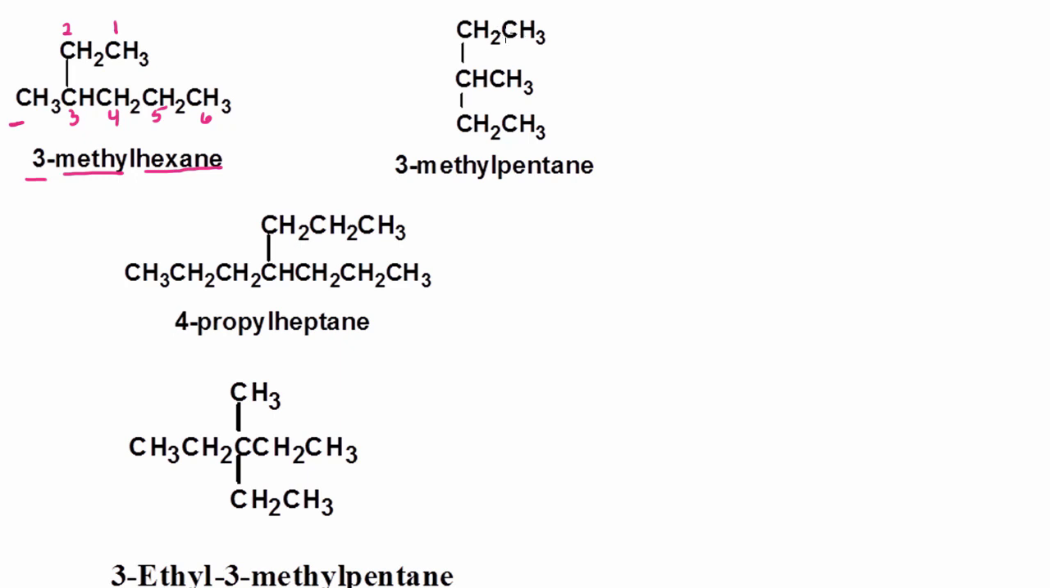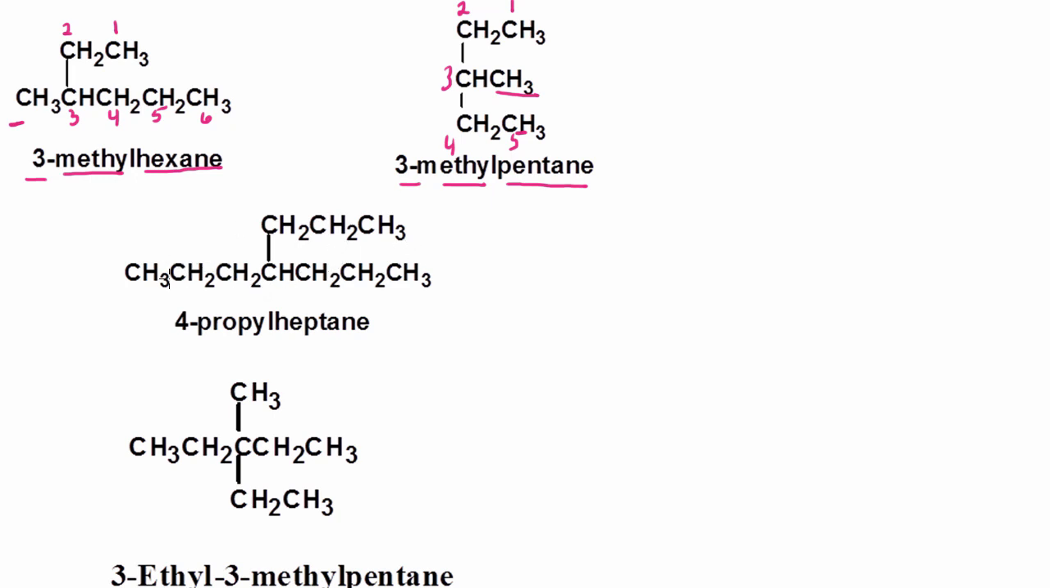Let's take a look at this one. The longest continuous chain here would be 1, 2, 3, 4, 5. Or I could go 1, 2, 3, 4, 5. And so it's 5 carbons. So therefore we have a pentane. So let's go ahead and number this 1, 2, 3, 4, and 5. So on carbon number 3, I have a methyl group. So this would be 3-methylpentane.